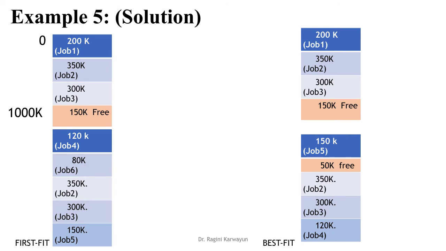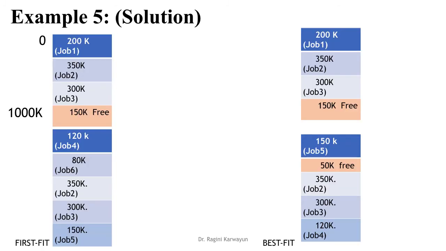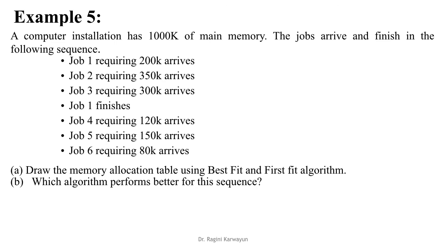So 120K out of 200 will be allocated to job 4, leaving an 80K space free here. Now the next requesting process is 150K, job 5. Job 5 cannot be accommodated in the 80K hole. So the next free hole that is left is 150K. So the 150K partition will hold this process.